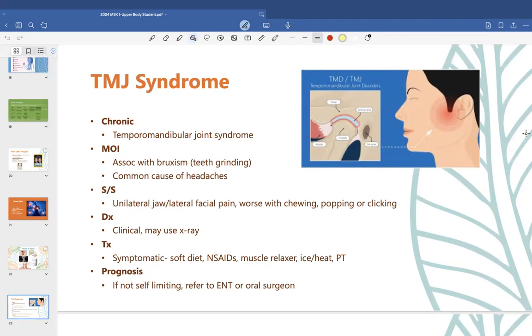So this is chronic. As far as mechanism of injury, it's associated with teeth grinding or bruxism. Common association or cause with headaches. So these patients will get unilateral jaw and facial pain, worse with chewing. Uh-oh, we talked about something else that's worse with chewing today. So worse with chewing versus jaw claudication is different. Make sure you know how to tease that out of your patient in layman terms questioning.